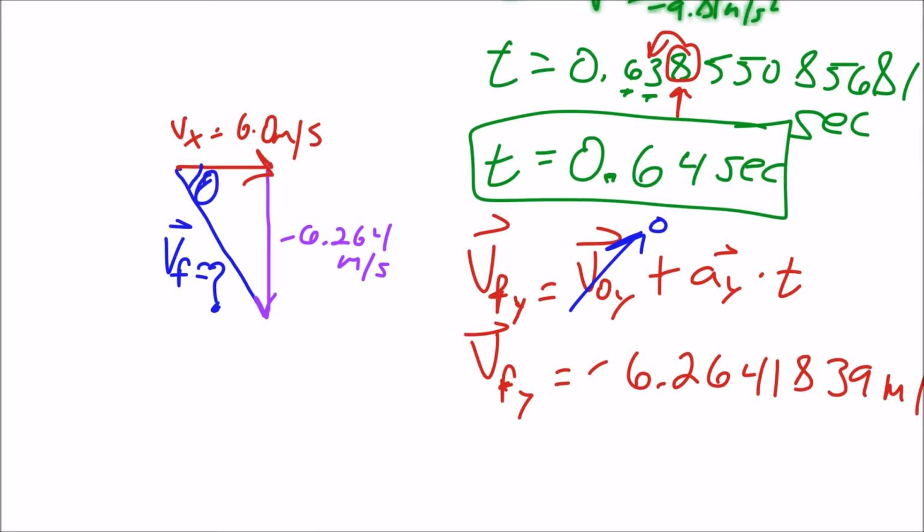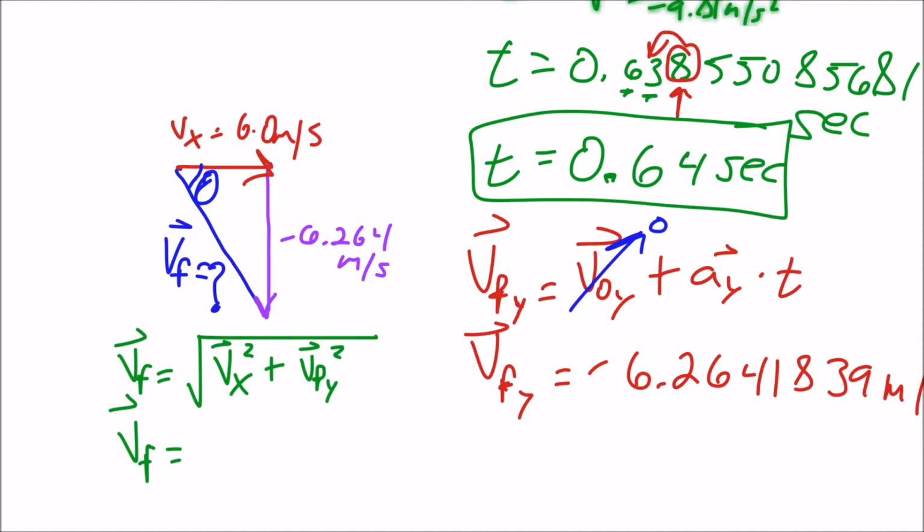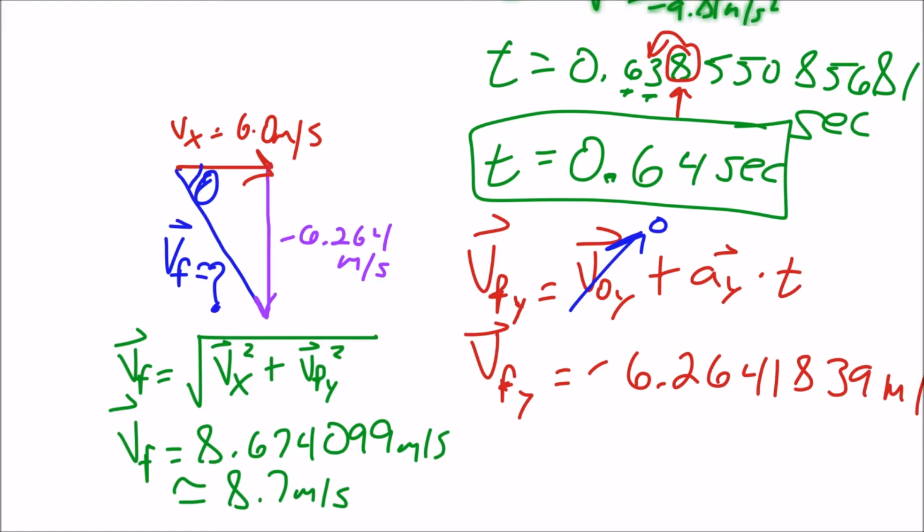All right, so let's do our Pythagorean theorem real quick. The final velocity is equal to the square root of the x-axis velocity squared plus v final y squared. All right? Okay, so when I do that, I'm coming up with 8.674099 meters per second. And we only want 2 sig figs because we have 6.0 up there. So that means 8.7 meters per second is the magnitude of that velocity.